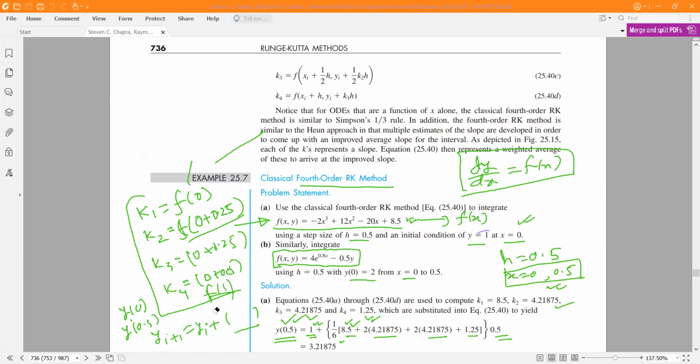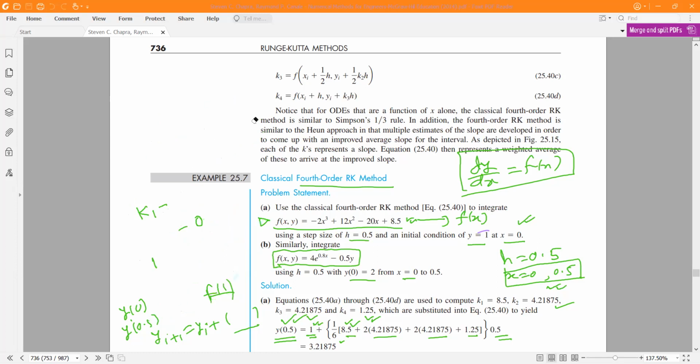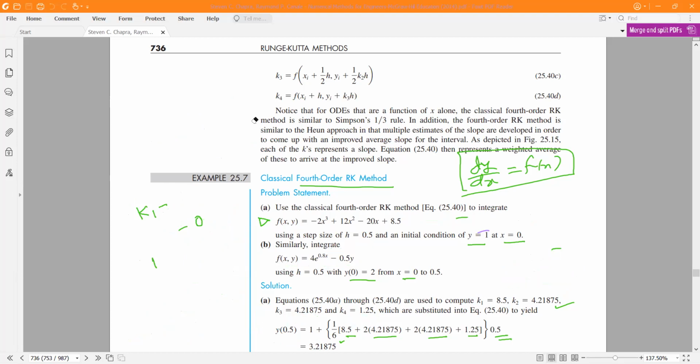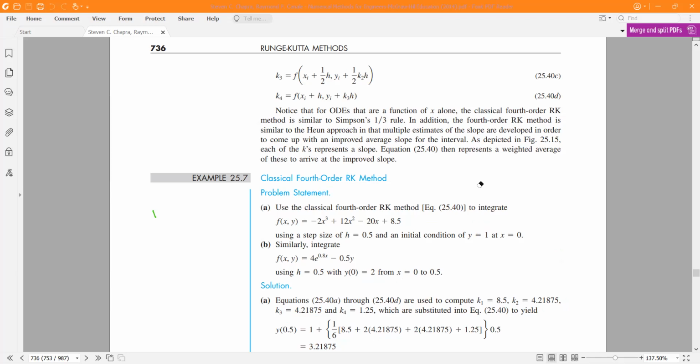Yes, sir. So then again, you will have the values of your K, average them by dividing by 6, and multiply by 0.5. Then you add the value of y0.5 that you calculated in the previous step. Then you will have your next time step value available to you. In this way, you can proceed with solving your equation for each time step.